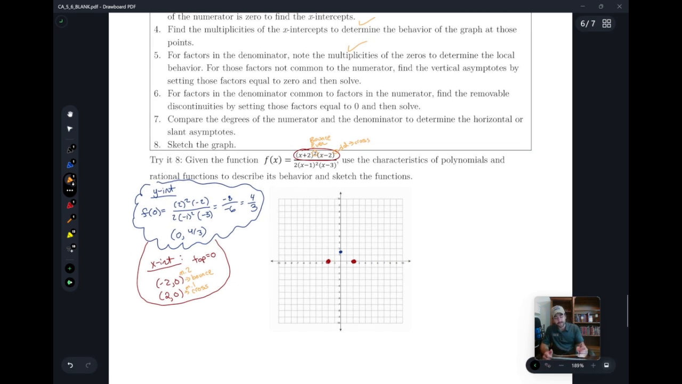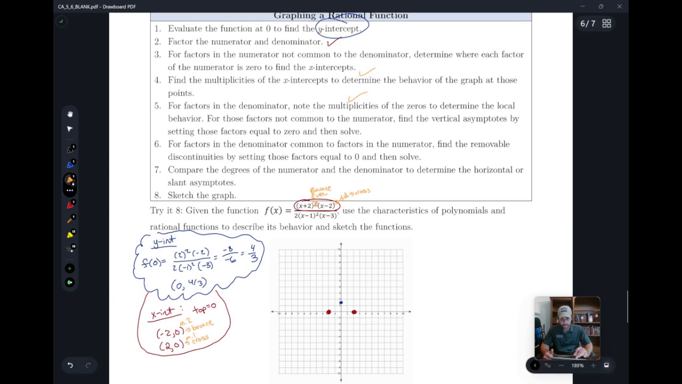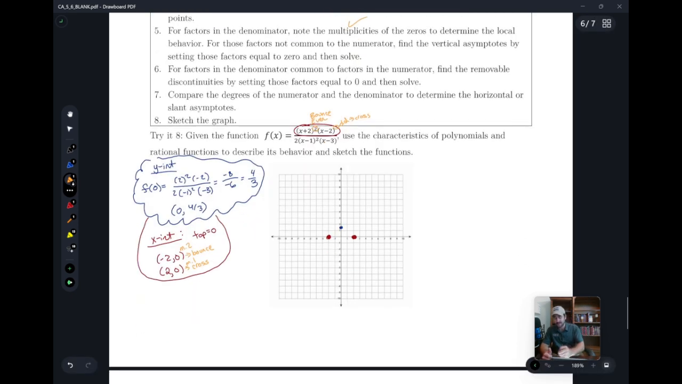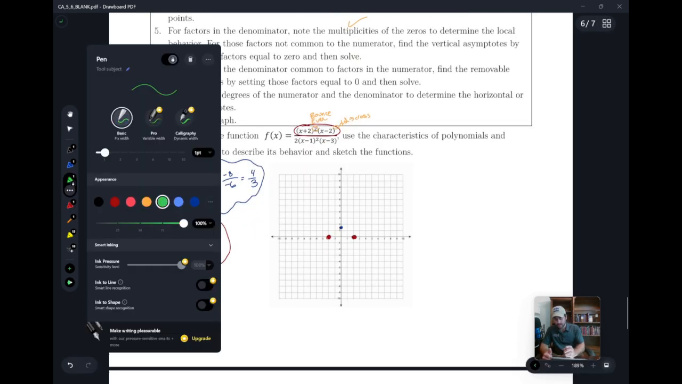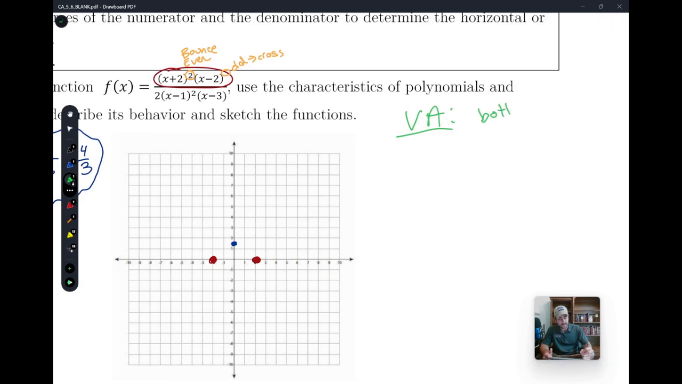Now we need to find the multiplicities of the factors in the bottom to determine the local behavior. We haven't found our vertical asymptotes yet. Okay, well, let's find our vertical asymptotes now, and do that in green. Before finding the multiplicity, it's probably a good idea to find those vertical asymptotes. So we look at the bottom and we set the bottom equal to 0, remembering removable discontinuities are ones that cancel. We don't have one in this example, but it's important to remember. So if we set the bottom equal to 0, we see that our first vertical asymptote is at 1, and our second one is at -3.